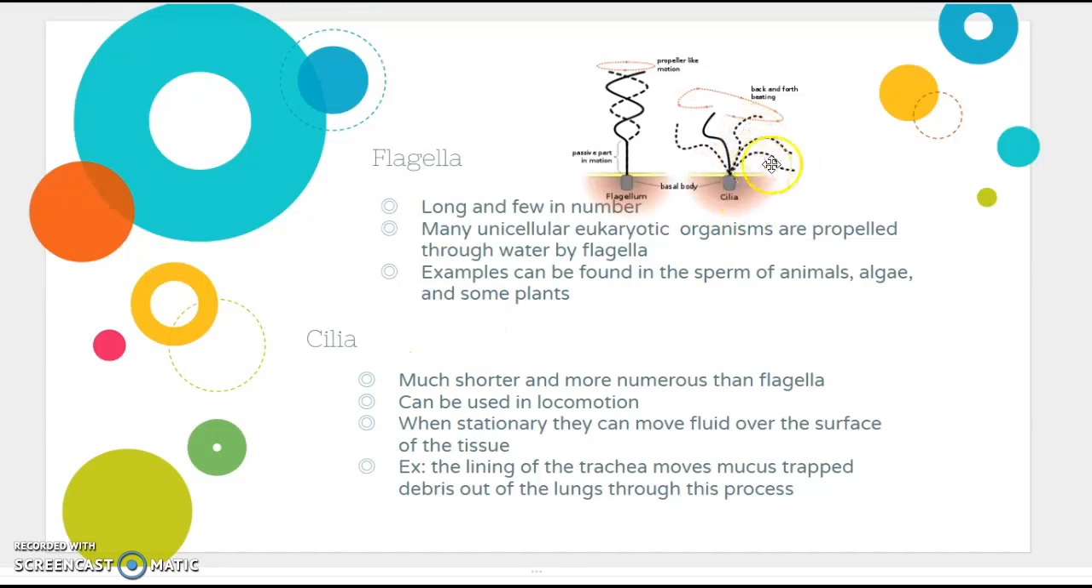Cilia is this one here on the right. It's much shorter, used for movement as well. When stationary, so when it's attached to a tissue, they can actually move fluid over the surface of that tissue. And an example would be the lining of the trachea. So in your throat, when mucus is trapped, the cilia helps move the fluid along the surface. So they also have different movements. So here the flagella works more like a propeller, and then the cilia beats back and forth.